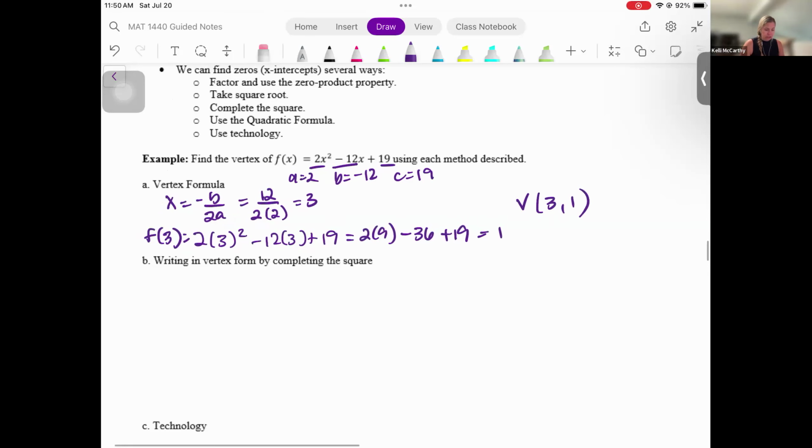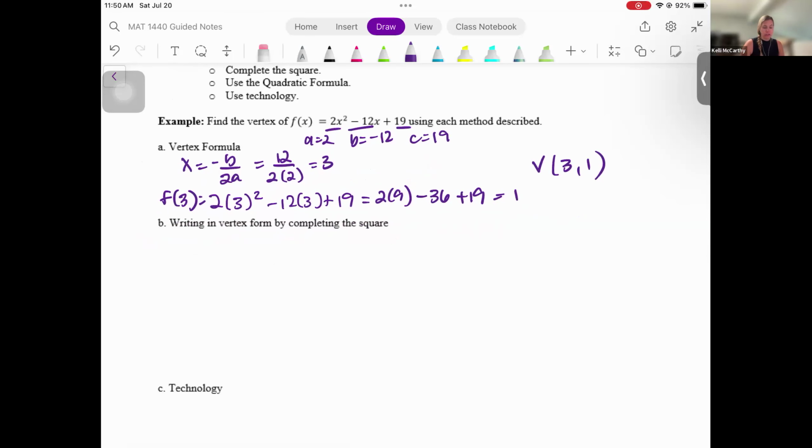Now we're also going to find the vertex by completing the square, so writing our function in vertex form. We should get the exact same vertex, since we're working with the same function. So f of x equals 2x squared minus 12x, and my first step is going to be to just move that constant down because we're going to add a new term here. So we want to make sure we have a little bit of space for that.